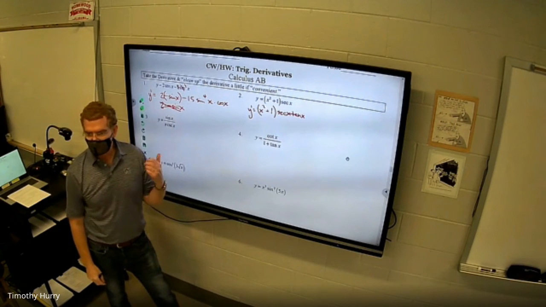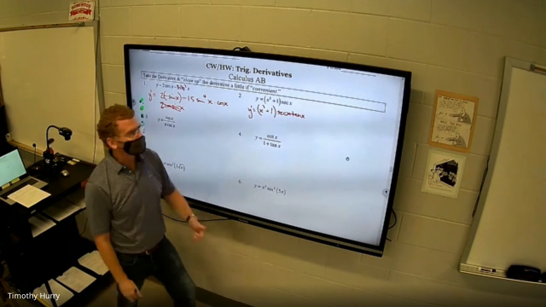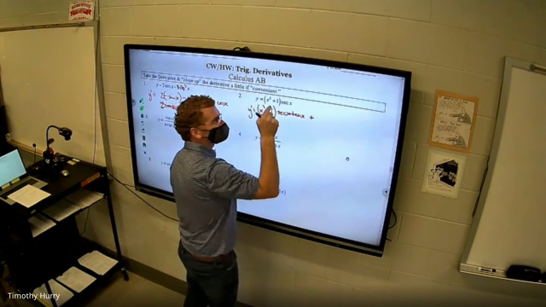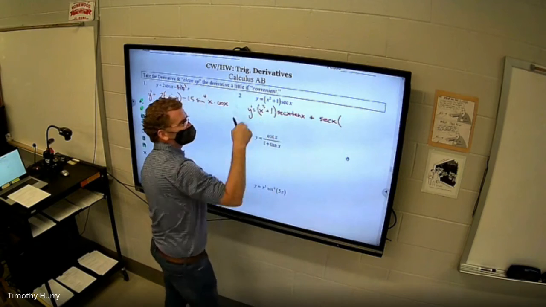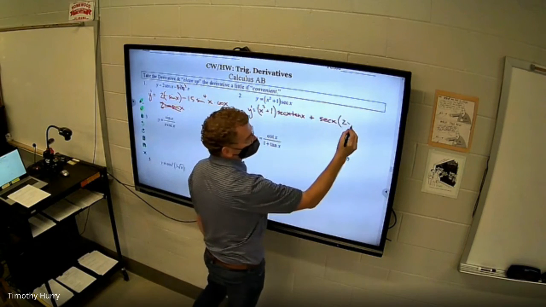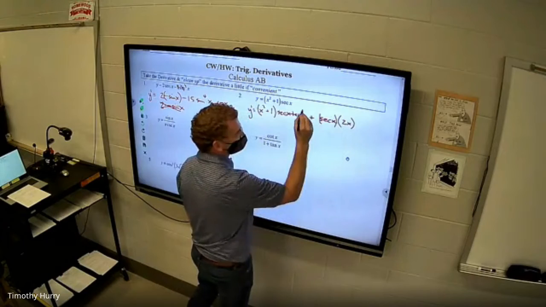Right? First, d second plus second, then times the derivative of the first. Derivative of the first is just a 2x. And you can have all of these in parentheses if you want.